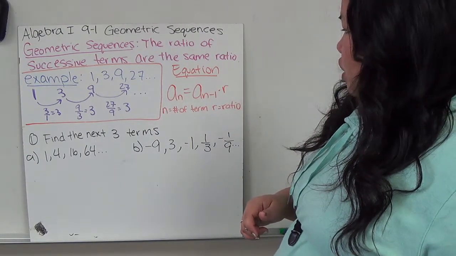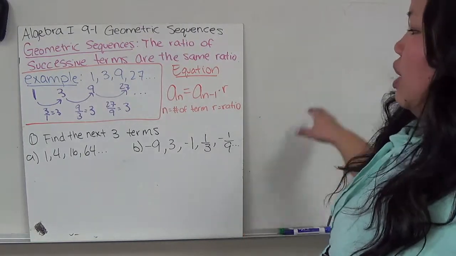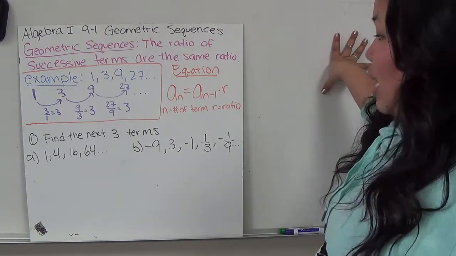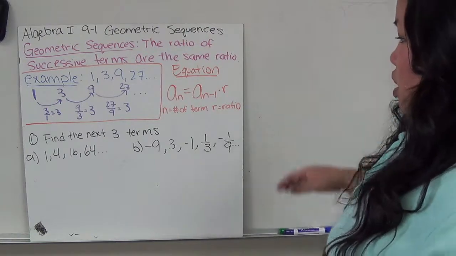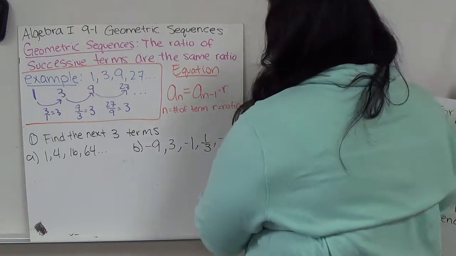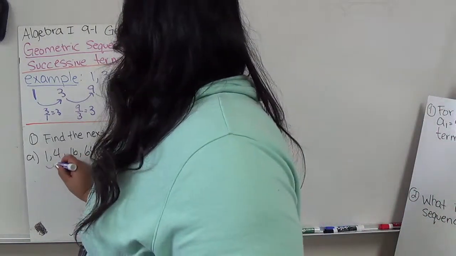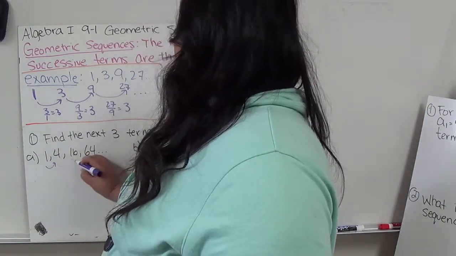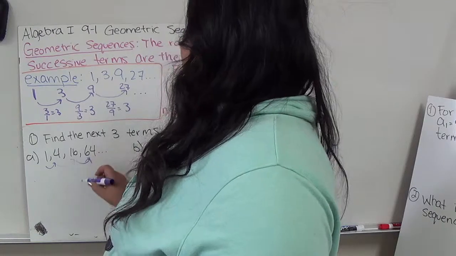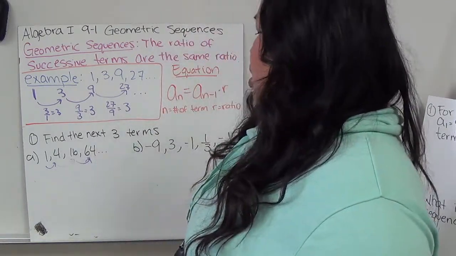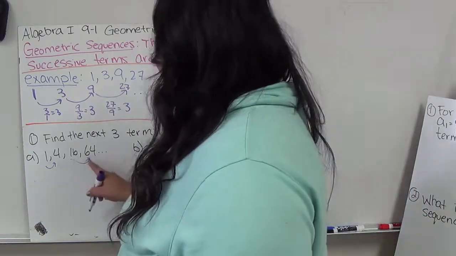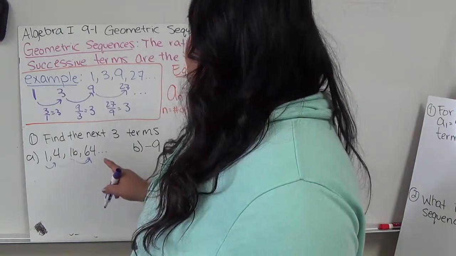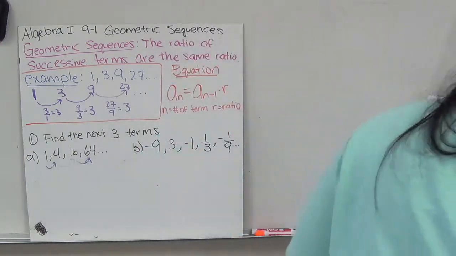Okay? So for example, number 1 wants us to find the next 3 terms. If I go from here, this ratio is 4 to 1. This is 4 to 1. This is 4 to 1. 64 divided by 16 is 4 to 1. So that means my next one is multiplied by 4.